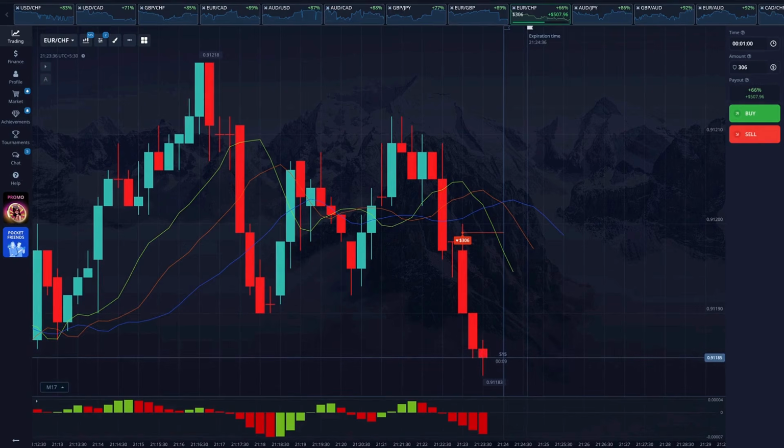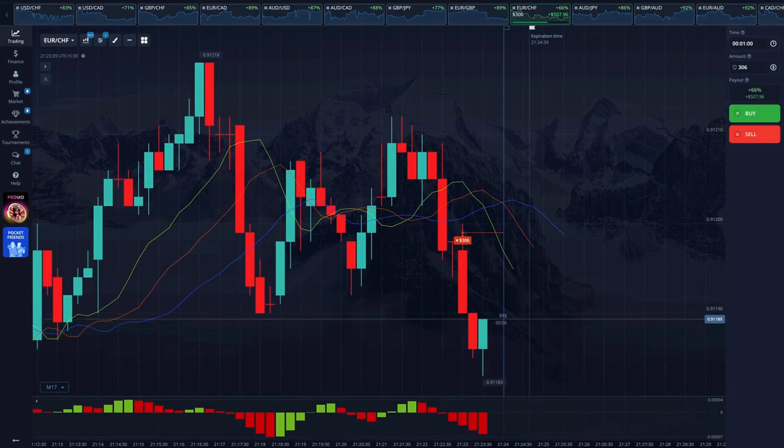Immediately after entry, the price begins to react and move downward. Notice how the candles start pushing lower while the alligator lines begin opening in the same direction. This is exactly what we want to see, alignment between structure and momentum.